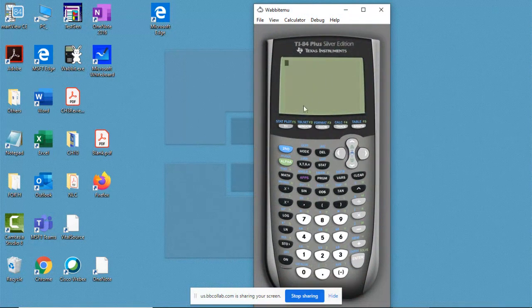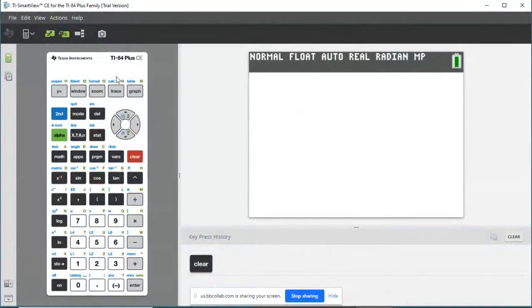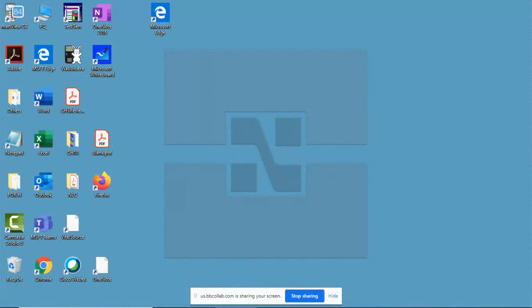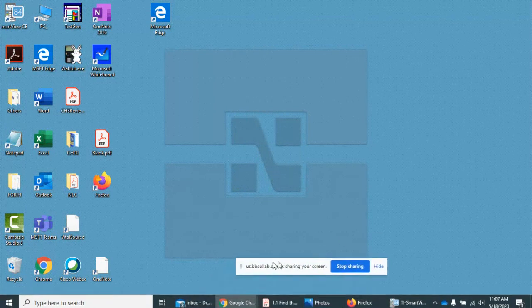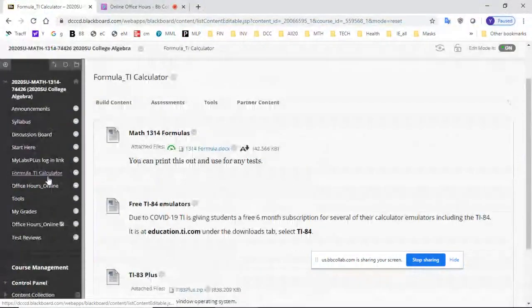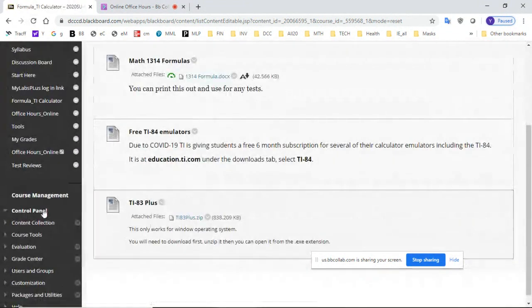But this one is a little bit simpler. This one is a newer version, so it has more features. Okay, so that's the calculator. Some people were asking last time, so I did post it on eCampus. Just go to eCampus and look at the TI calculator folder in here, so that way you will be able to download it from here.